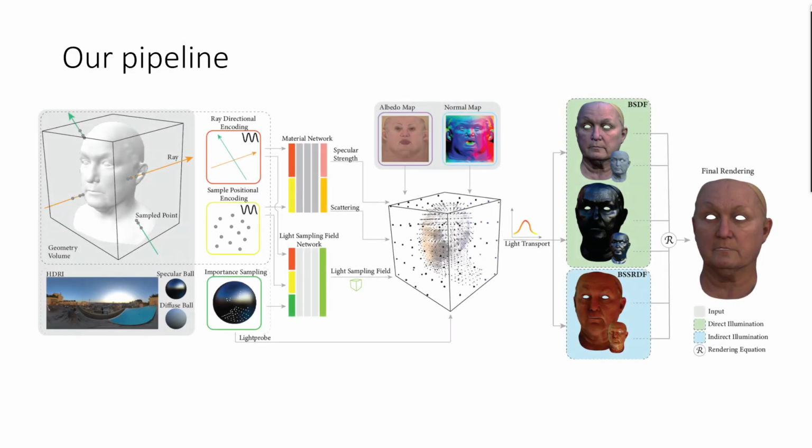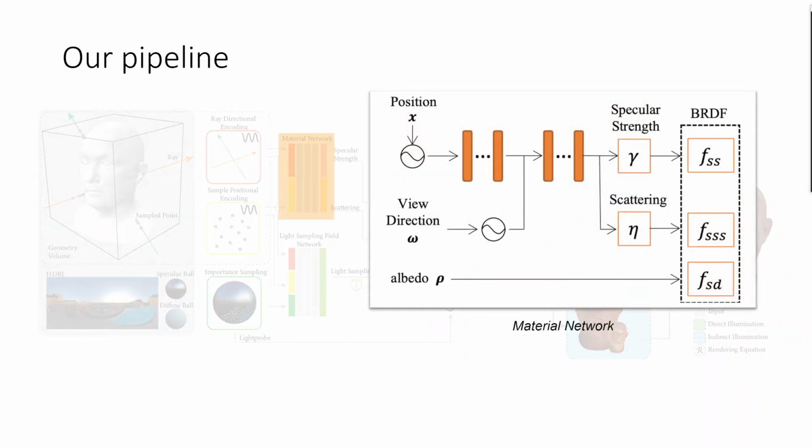To integrate all the components, we propose an end-to-end physically based neural rendering pipeline. This pipeline takes as input a coarse geometry, an albedo map, a normal map in UV space, and an arbitrary HDRI. As an initial step, our pipeline performs ray casting to generate samples from the scene geometry. The samples are then embedded along with the view direction into the canonical radiance field. These embeddings are utilized as input for the material network, which follows the architecture that we previously described.